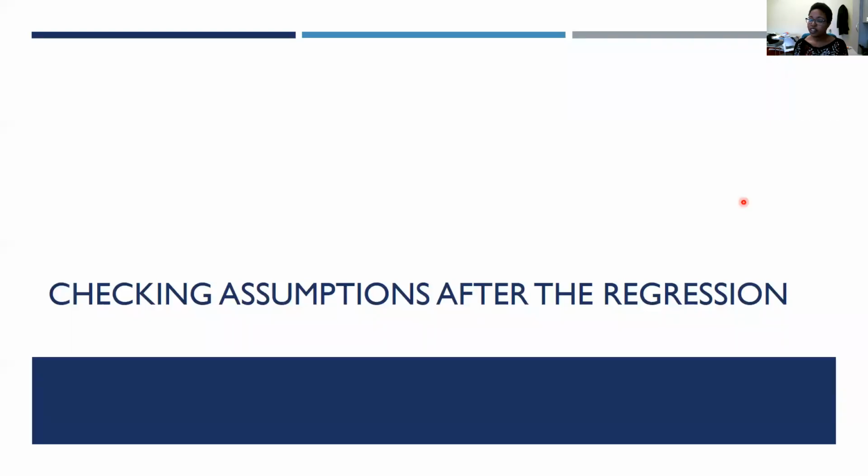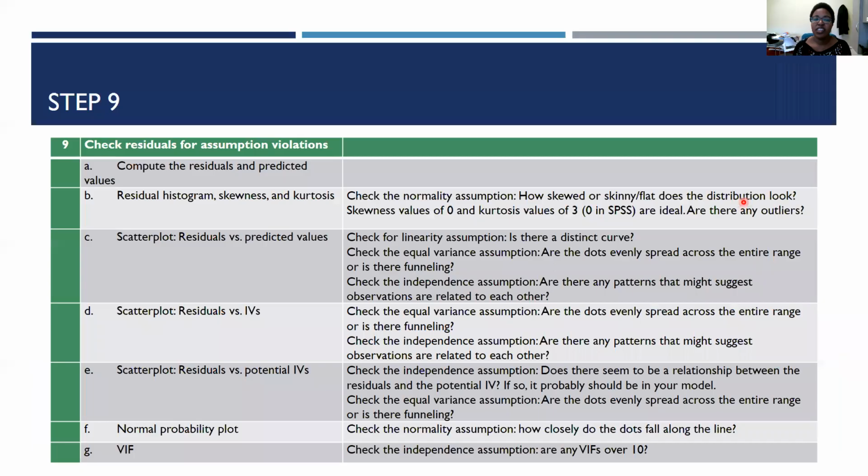All right, so you run your regression. Now it's time to check your assumptions again. This is going to be what we call residual analysis, and here are the steps that we're going to be doing. We're going to be computing our residuals and our predicted values and checking a lot of different scatter plots and histograms to see if we still are meeting our line assumptions that we talked about earlier.